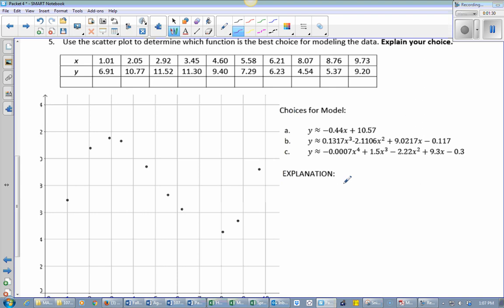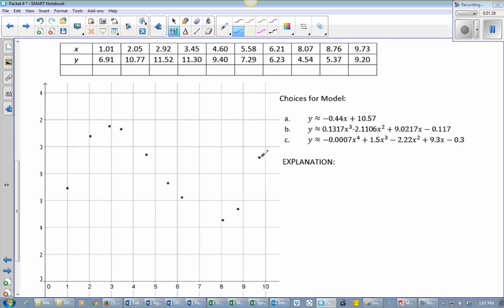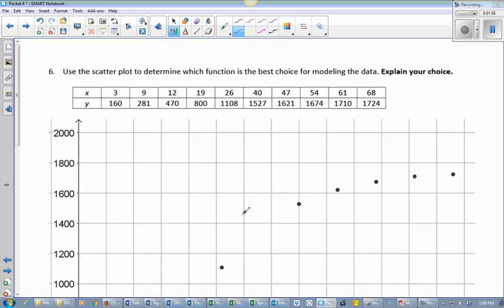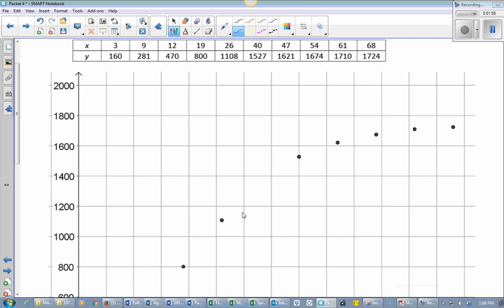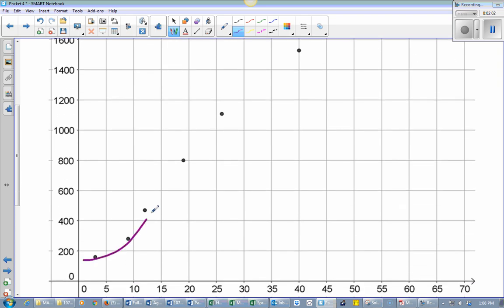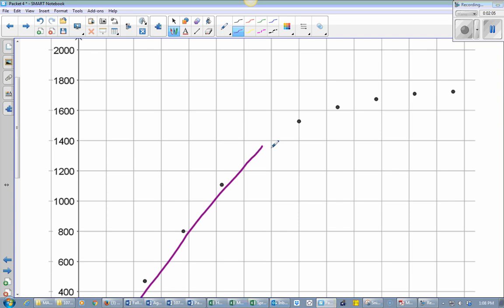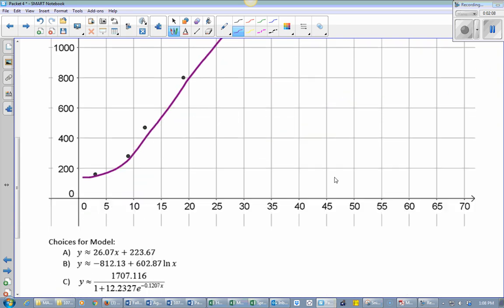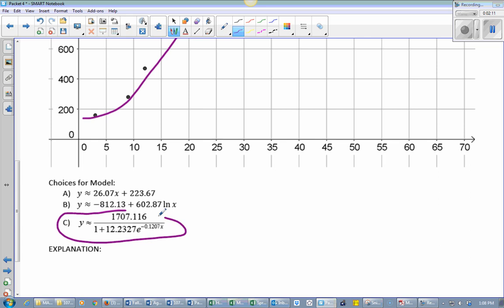Okay, so for number 5 here, we have 2 extrema, 2 turning points. There's one here and one here. And the end behavior, we can't see, there's only a limited amount of data, but it looks like the end behavior is right arm up, left arm down if the trend continues, with 2 extrema, which means that this would have to be a cubic. And then this one looks like the classic S-shaped curve. So we would go with a logistic model, which would be C here.